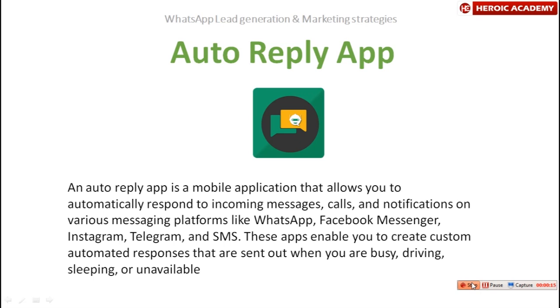So an auto reply app is a mobile application that allows you to automatically respond to incoming messages, calls, or notifications on various messaging platforms like WhatsApp, Facebook Messenger, Instagram, Telegram, SMS. Some apps enable you to create custom automated responses that are sent out when you are busy, driving, sleeping, or unavailable. So this auto reply app will help you on WhatsApp because we are concentrating on WhatsApp.